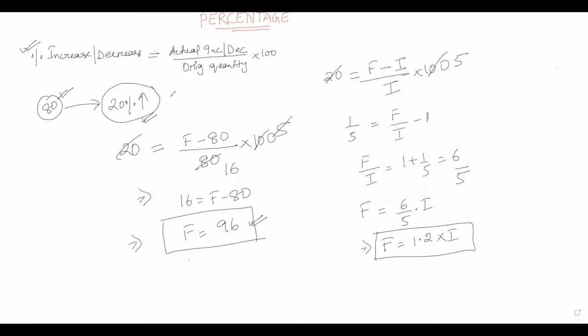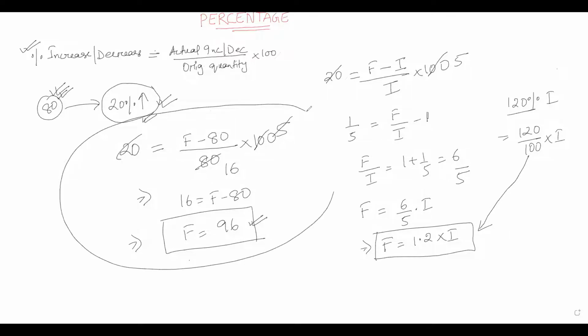So can we say that when the initial value, 80 in this case, has been increased by 20%, then the new value is 120% of the initial value, and 120% of the initial value is nothing but 120 upon 100 times I, which is nothing but 1.2 times I. So instead of going through this process again and again, whenever the number is increased by 20% or say 30% or 40%, the number becomes 120%, 130% or 140%. So simply we can use that and write the final value as that percentage or that decimal times the initial value.